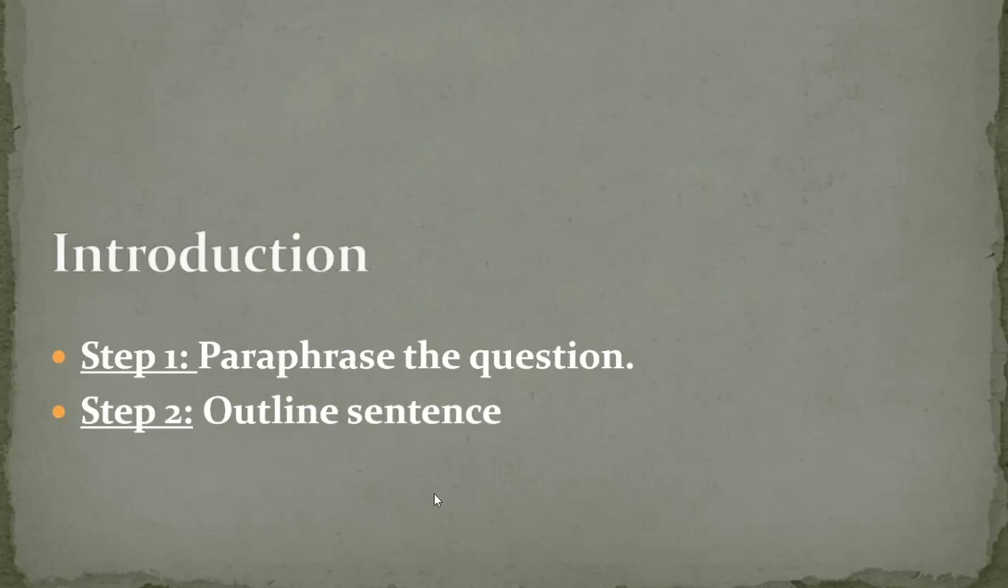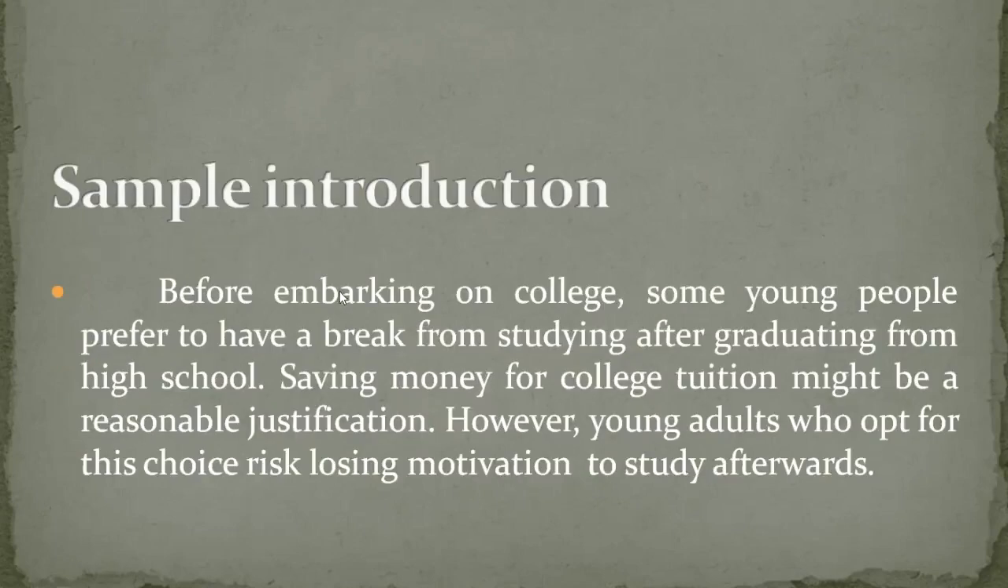And then you write an outline statement or an outline sentence, and we explained what this means. It's basically a summary of the information mentioned in the body paragraphs. Let's look at this example. Before embarking on college, some young people prefer to have a break from studying after graduating from high school. So this is the paraphrase of the question here, this sentence.